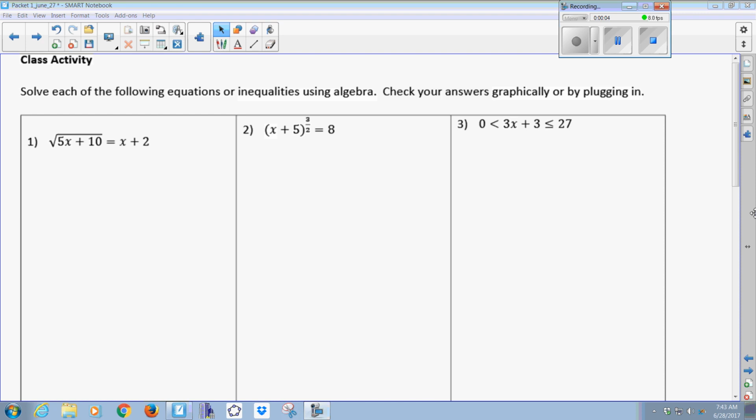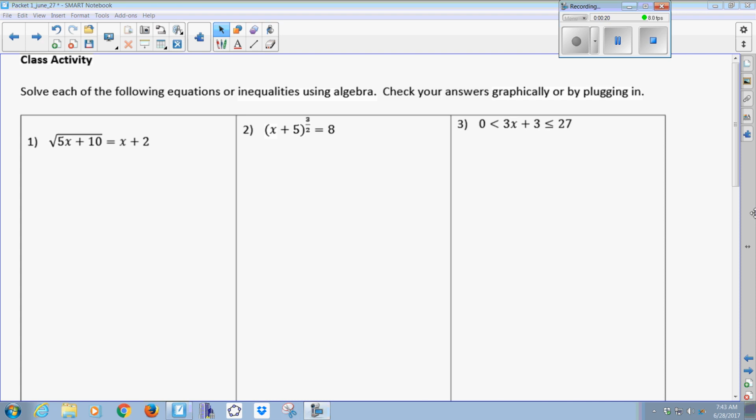Welcome to the class activities for lesson number 9. I hope you've had an opportunity to try each one of these equations and the inequality that's here. Let's take a look at the first one.